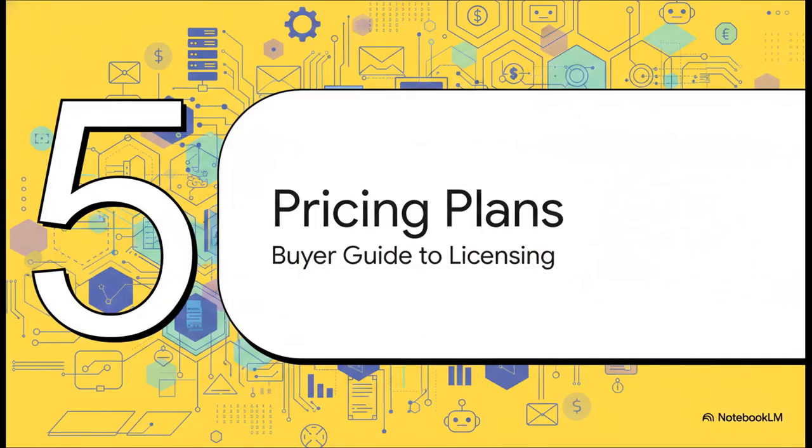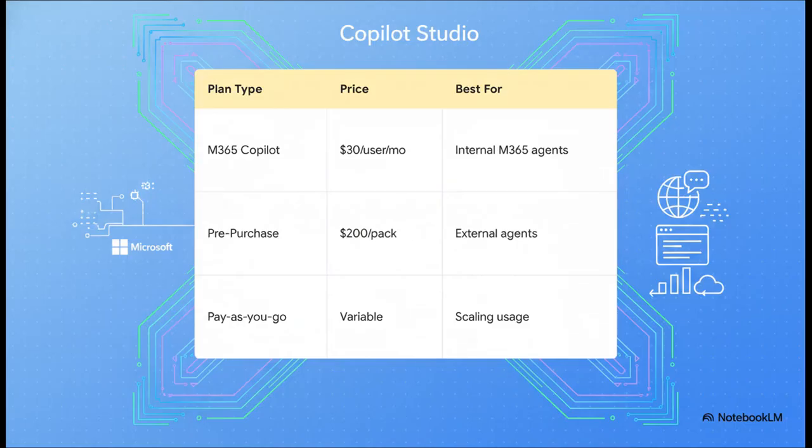Section 5. Copilot Studio Pricing Plans, the Buyer's Guide to Licensing. All right, let's pivot to our final persona, the procurement buyer. The big thing to understand for licensing is where your agent actually lives. If you're building internal agents just for your employees to use inside Teams or M365, Copilot Studio Access is actually bundled right into the standard Microsoft 365 Copilot license, which is $30 per user per month.